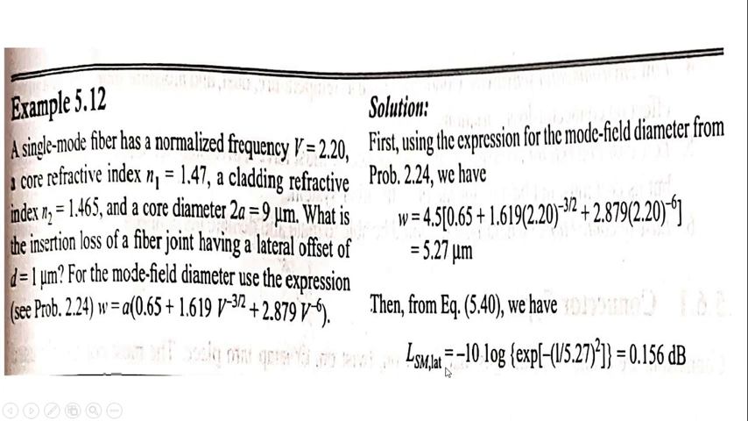Now what is the formula for lateral offset? Minus 10 log of exponential minus d by w whole square. So d is already given in the question, it is 1 micrometer, substitute. So minus 1 divided by 5.27 whole square. After calculating, you are getting the answer as 0.156 dB.